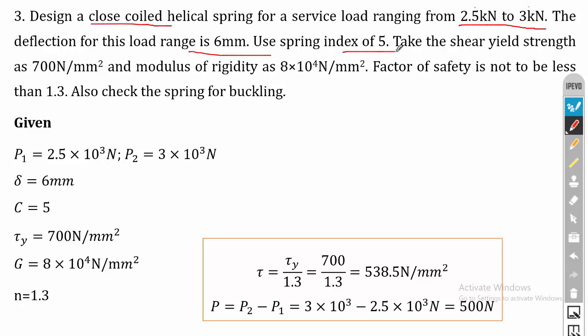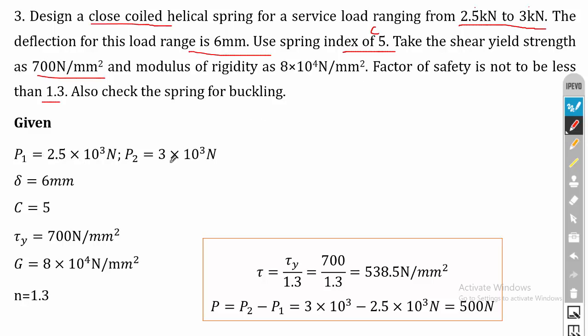Using a spring index of 5, that is C is equal to 5, take the shear yield strength as 700 Newton per mm square and modulus of rigidity as 8 into 10 power 4 Newton per mm square. Factor of safety is not to be less than 1.3. Also check the spring for buckling. So we'll start with the given data.